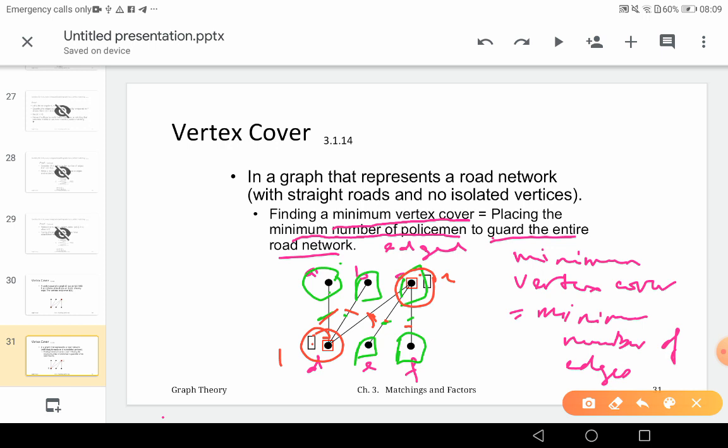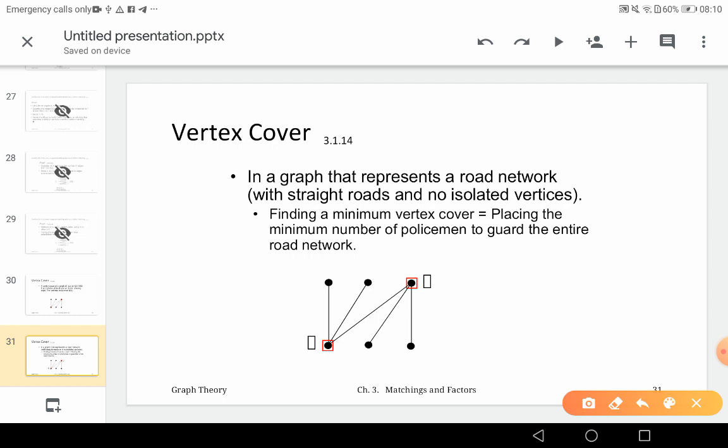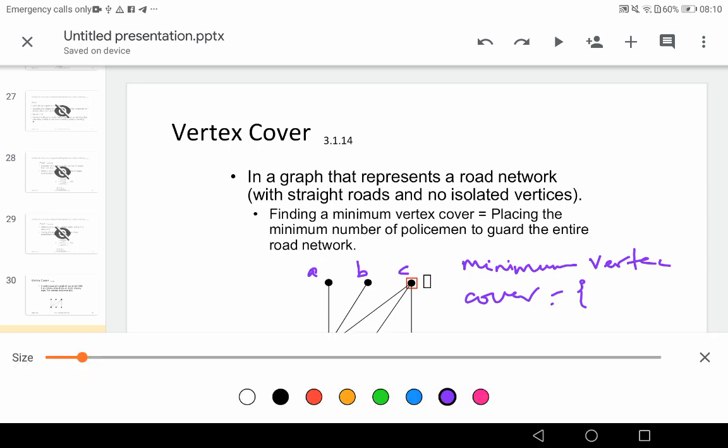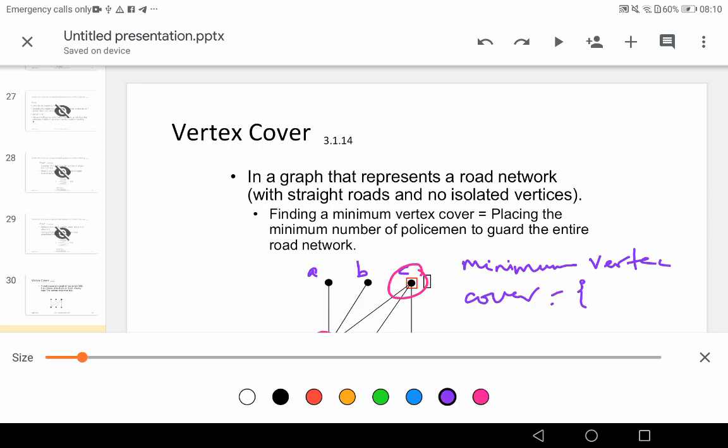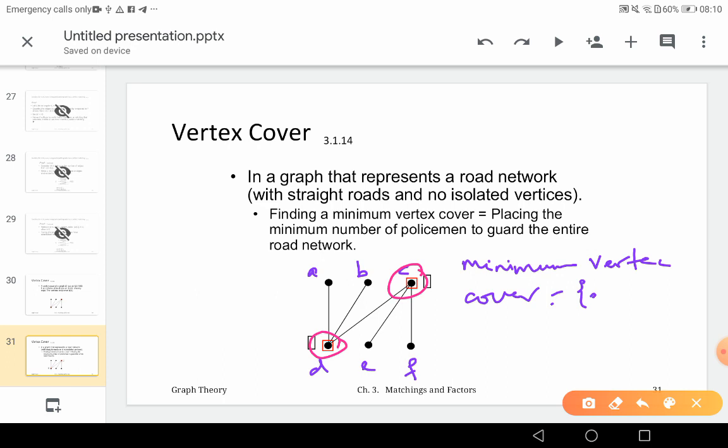So what is the minimum vertex cover? The minimum vertex cover is, with A, B, C, D, E, F, the minimum vertex cover just now is at C and D. So the minimum vertex cover is C and D.